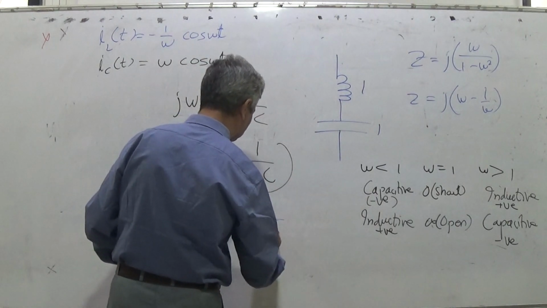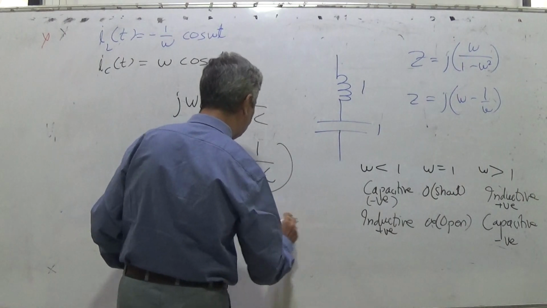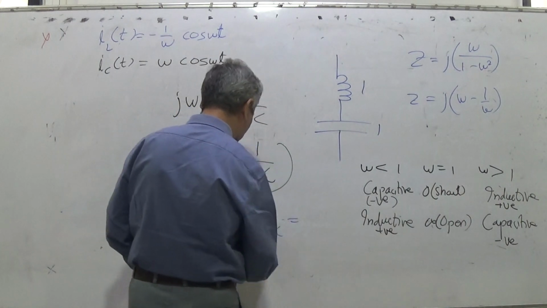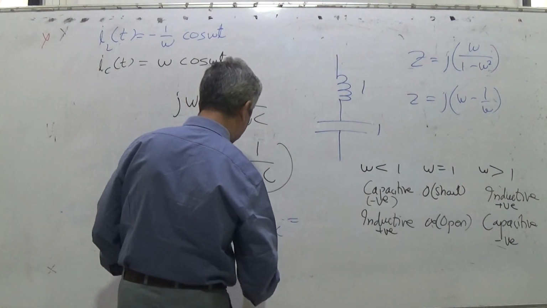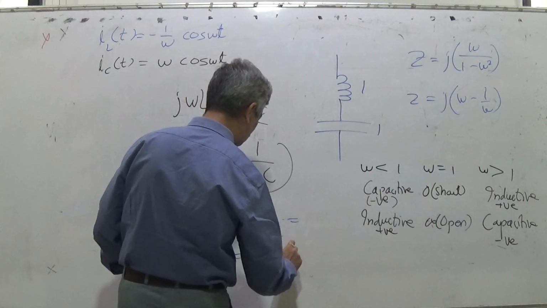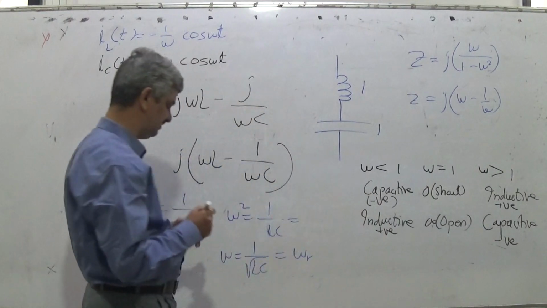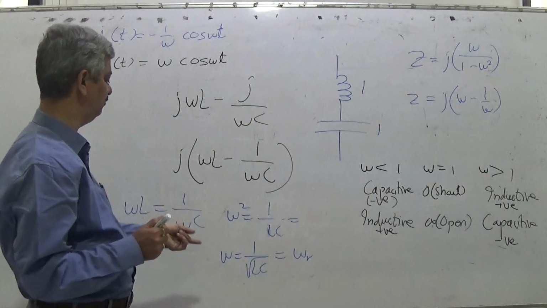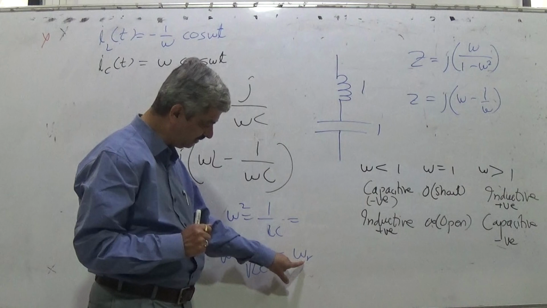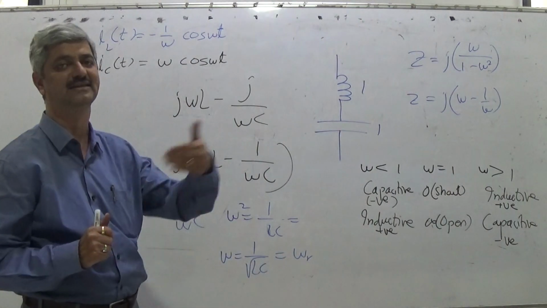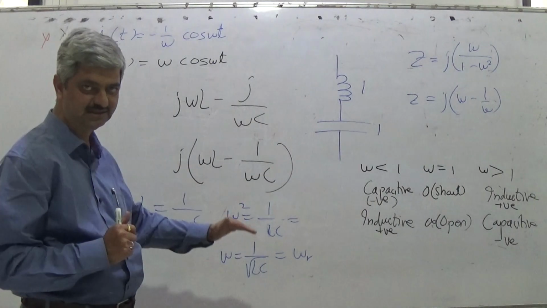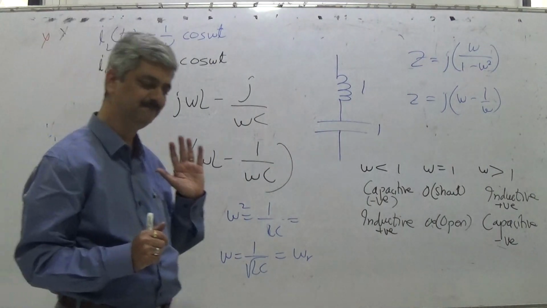So omega equal to 1 upon root LC. This frequency is called omega R, and you can have omega less than resonance, omega greater than resonance, for the series circuit and for the parallel circuit.